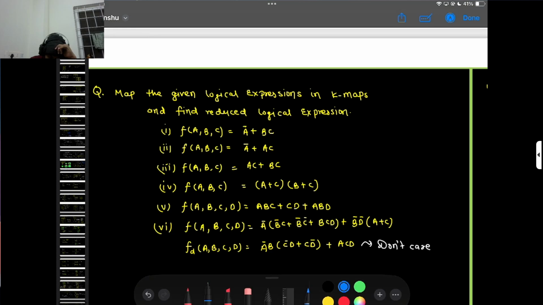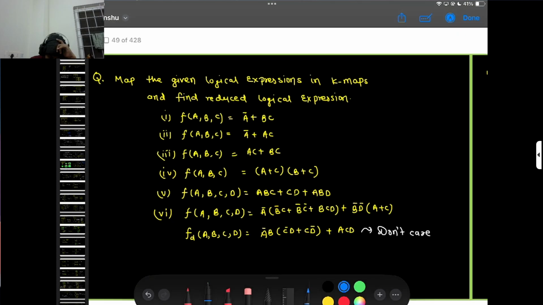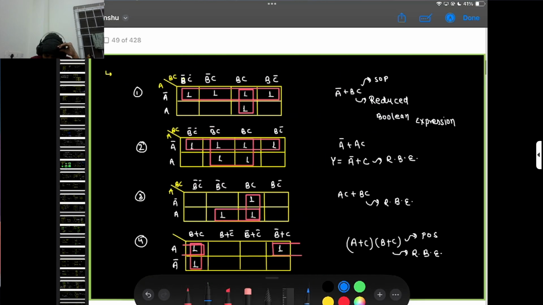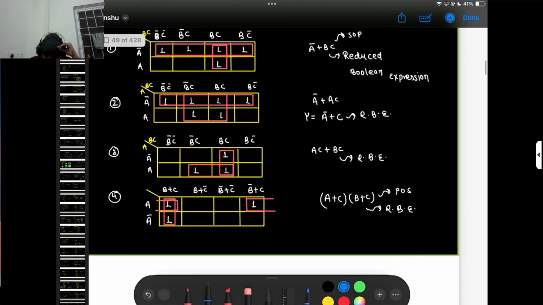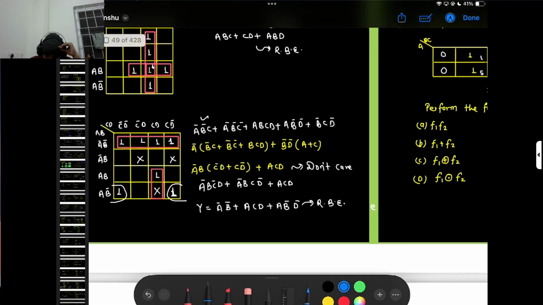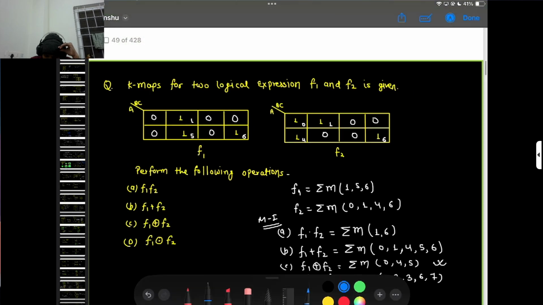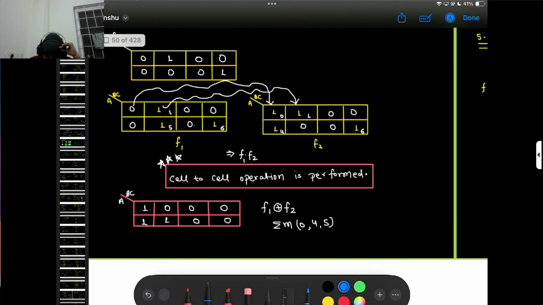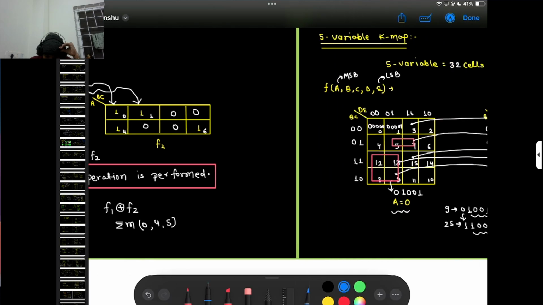So map the given logical expression in KMap and find the reduced logical expression, if ABC, A bar B, A bar B or BC. This is a simple problem, you can easily do it.